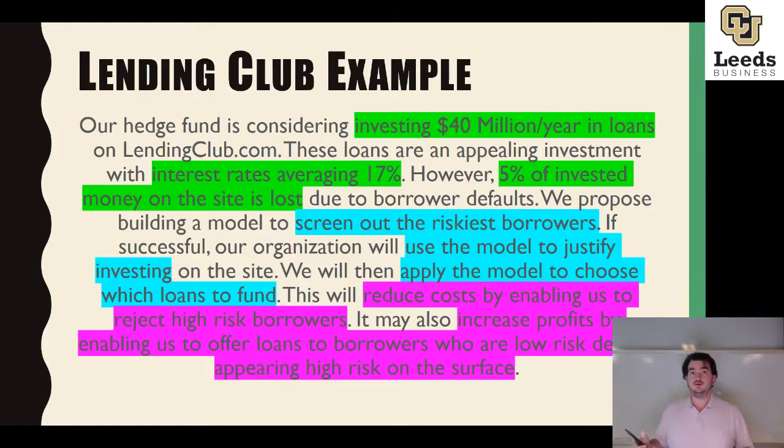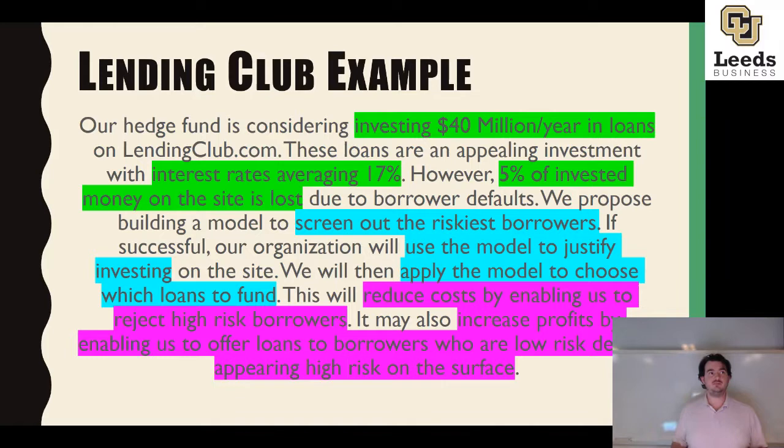How does that impact our bottom line? We reject high-risk borrowers. They're people that we were worried about, or that we should have been worried about, and we can just say, nah, not giving you money. It also lets us increase our profits. How does it do that?